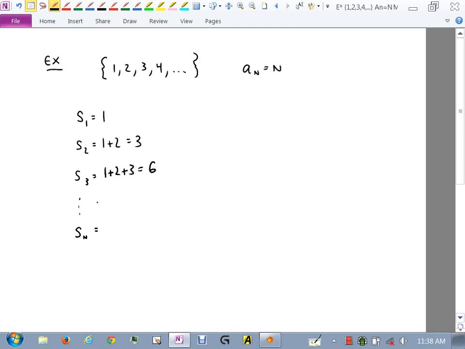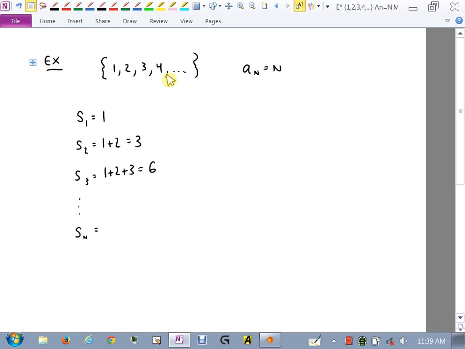The nth partial sum is a finite sum. We stop at n, don't we? We stop at n. That means it's finite. I'm asking you to add up the first n numbers. How do you add up the first n numbers? No, that's multiplying the first n.